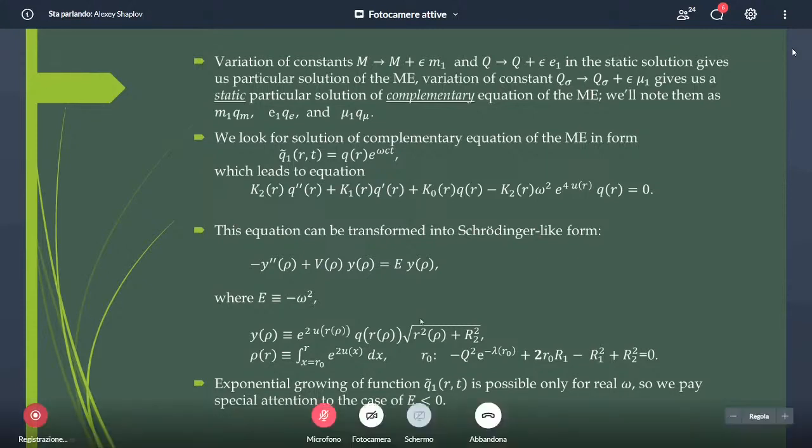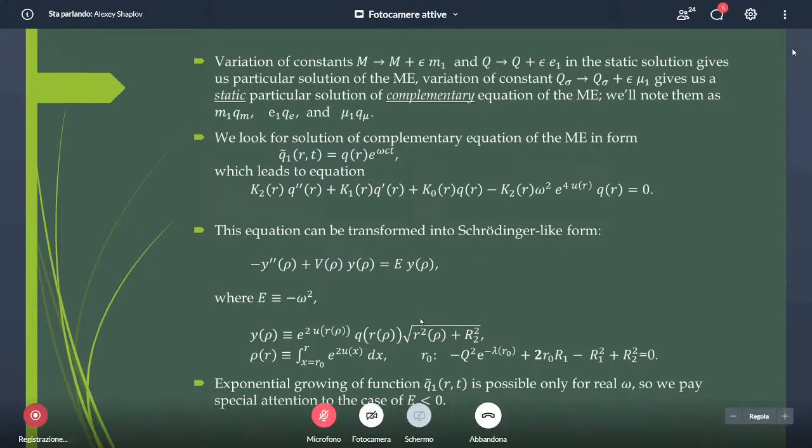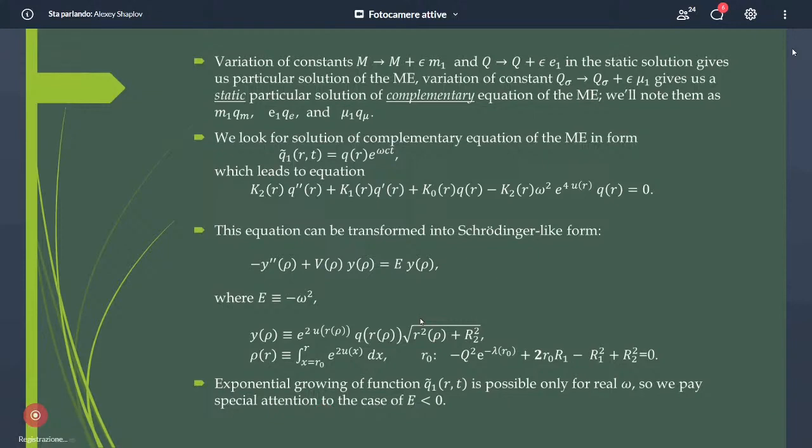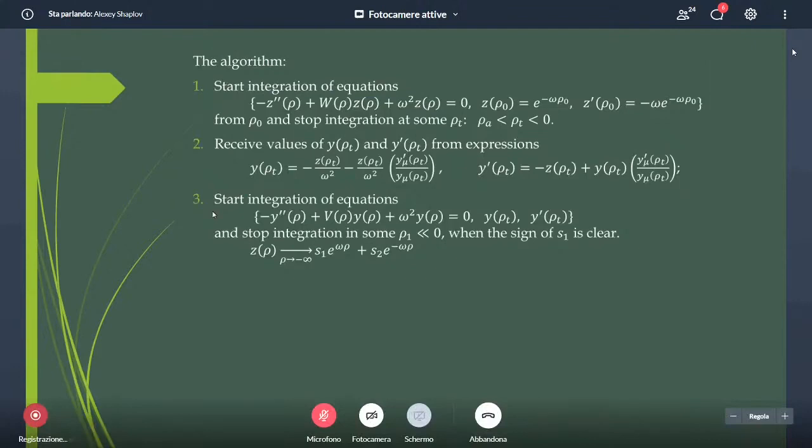The potential V always has a singularity at rho equal to zero, but Gonzalez and others showed, for the wormhole equation, using a special partition, that we can localize the values of omega where the solution has finite asymptotics at both infinities. For our case of charges, we have some additional problem, but it can be easily solved by a simple algorithm.